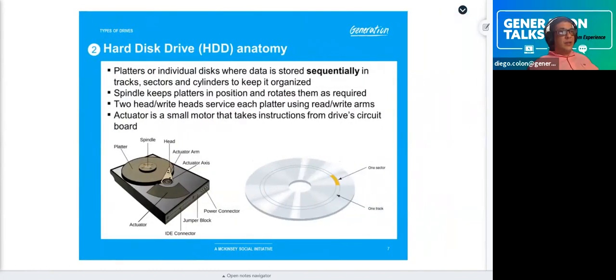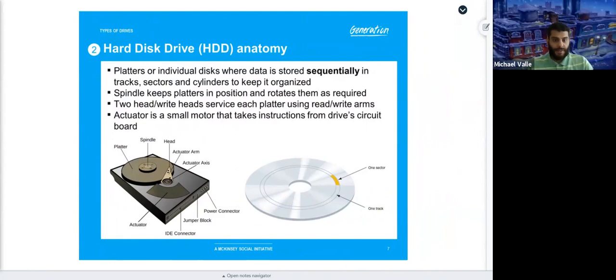Your HDD. Hard disk drive HDD anatomy. Platters are individual disks where data is stored sequentially in tracks, sectors, and cylinders to keep it organized. Spindle keeps platters in position and rotates them as required. Two read-write heads service each platter using read-write arms. Actuator is a small motor that takes instructions from the drive circuit board.